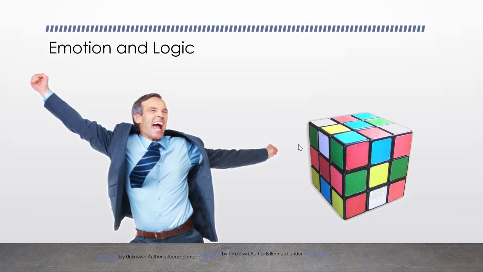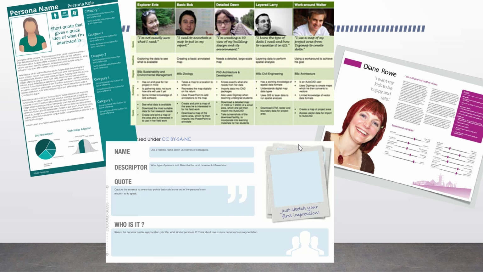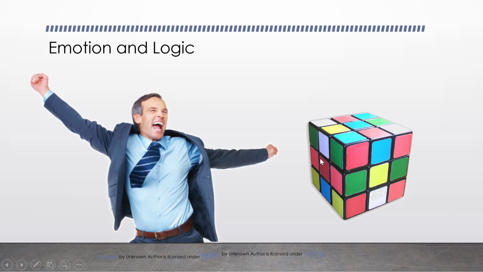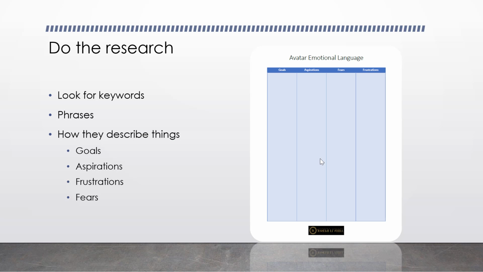So we're layering on top, right? In this one back here, we talked about their dreams and identifiers and challenges. What are the benefits of your benefits? What are their goals? Those are emotional kinds of things. Right here, we found all the places that they live. Now what we want to do is go in there, and on those pages, in those books, in the book reviews even, and actually book reviews are a great place to find this information. Look for keywords or phrases that identify the goals, aspirations, frustrations, and fears of your target market.